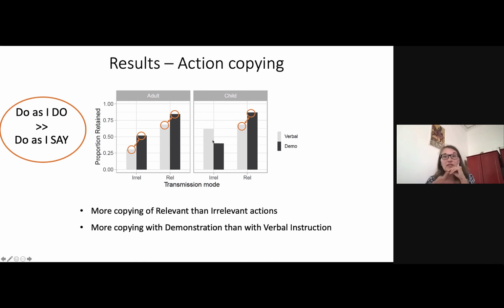And now looking at differences between linguistic or verbal instruction and demonstration, on the other hand. Between the gray and black bars, what we see for adults and also for children in relevant actions is that there is more copying in the demonstration condition. It's like they say, do as I do. Do as I do leads to more copying than do as I say. So adults do as they see more than when they are told linguistically. And this is both for relevant and irrelevant actions, and as I was saying, also for children in relevant actions.